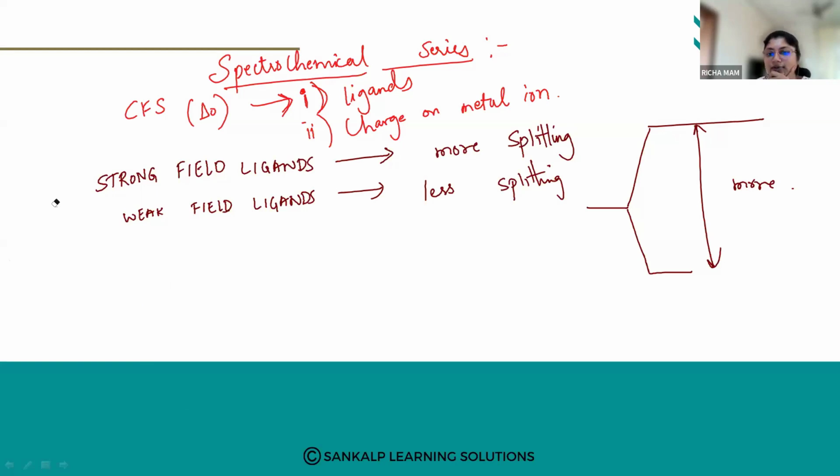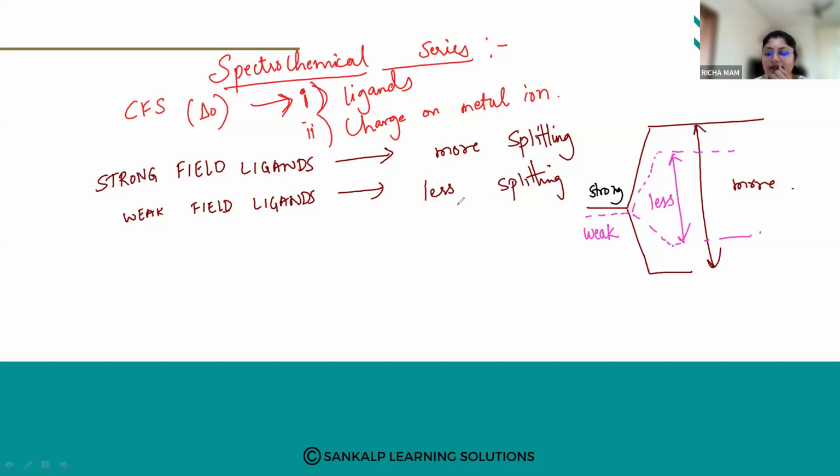I'll represent here only. So less splitting means, okay, so like this. So distance is less. So this is when you have weak field ligand, and this is when you have a strong field ligand. Okay, remember that. So whenever you have a strong field ligand, the splitting will be more. Whenever you have a weak field ligand, splitting will be less. Okay. So these are the two important points which you have to remember.